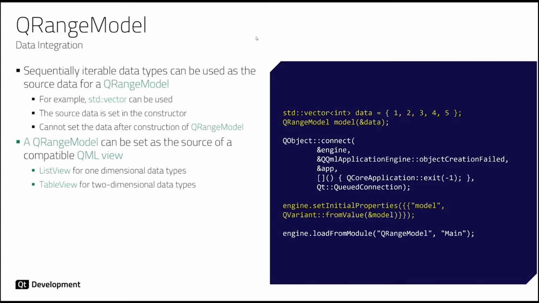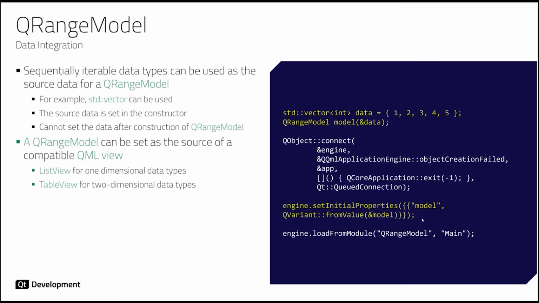So we've got a really simple example where I have a standard vector, which we can see right here, which is one of those sequentially iterable C++ types, where I've just got numbers 1 through 5 in a standard vector, and then I create a QRange model and pass the data from that vector to the constructor of the QRange model, and this will then generate the QAbstractItemModel behind the scenes. And then I have a setInitialProperties, basically just to make the QRange model I created here accessible to QML, because I'm then going to display the QRange model in a QML application.